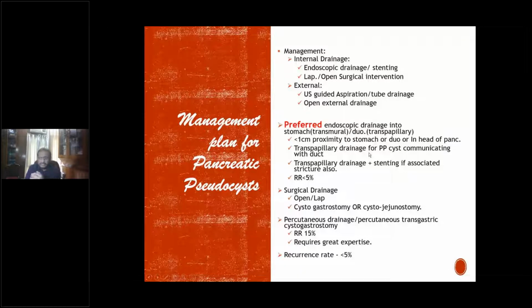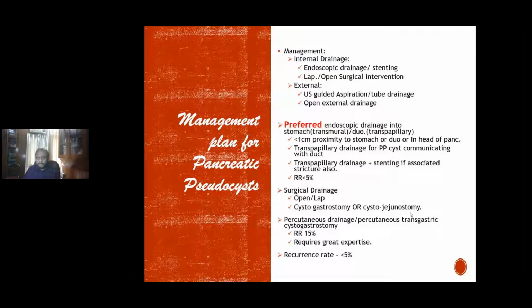So if there is less than 1 centimeter proximity to the stomach, you do a transmural. If it is the head of the pancreas, or there is a communication with the major ductal system, you do a transpapillary. Surgical drainage can be open or laparoscopic, and what do you do? You communicate the cyst with either the posterior wall of the stomach, a cystogastrostomy, or you do a cystojejunostomy. That means you communicate the cyst to the proximal part of the jejunum with a Roux-en-Y anastomosis.